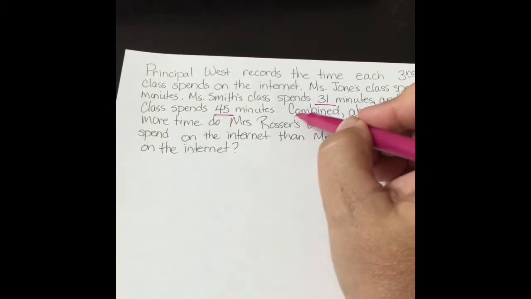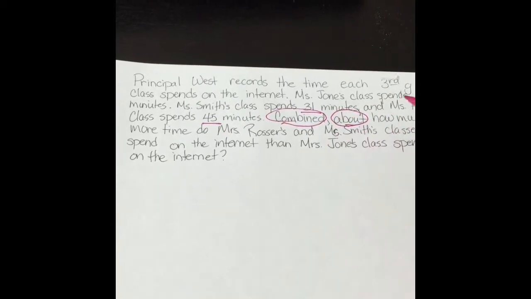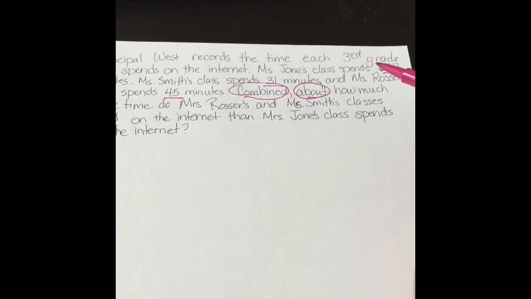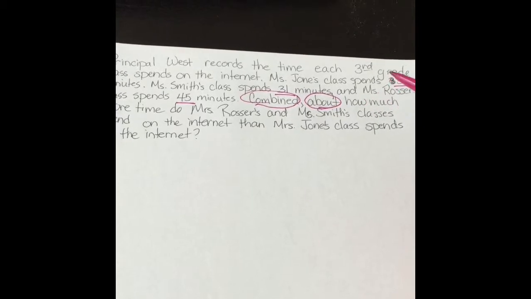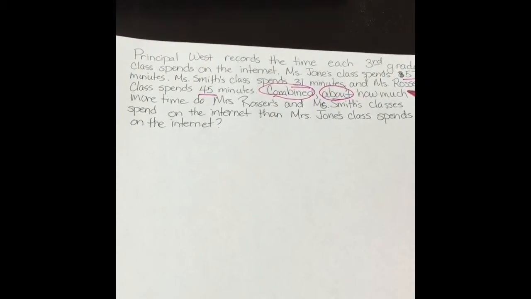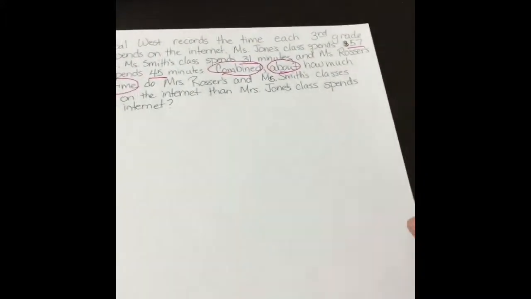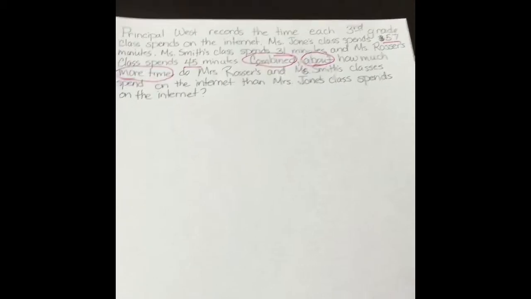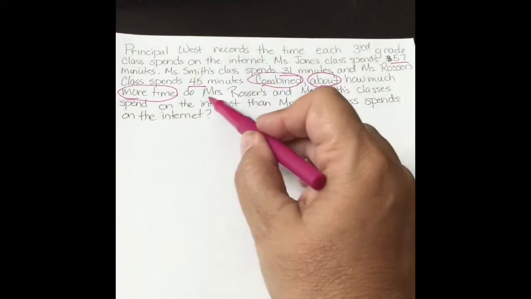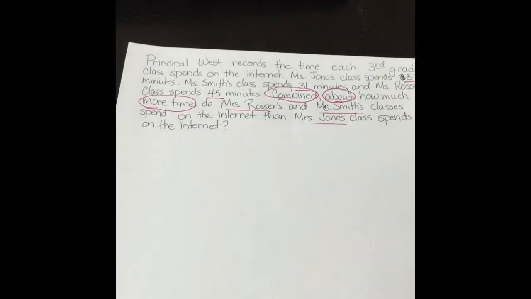It's telling me I have to combine and also that I have to round, because when I see combined, it means I add, and when I see about, it means I round. But then I also see how much more time, and that's telling me I've got to do some comparing. Then I also need to know who I'm comparing. Miss Rosser's and Miss Smith's compared to Miss Jones.